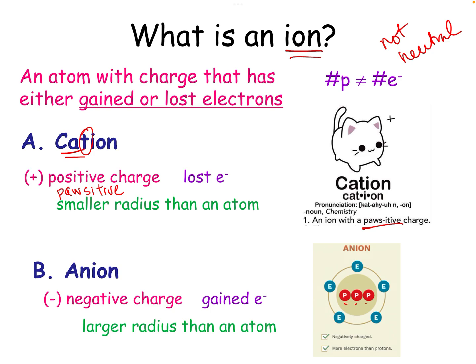So in this case, we'd have 3 protons, and we'd have 1, 2, 3, 4, 5 electrons. So we'd have an overall -2 charge. That's why we call it an anion. Remember, these protons are going to stay in there, but electrons can come and go.